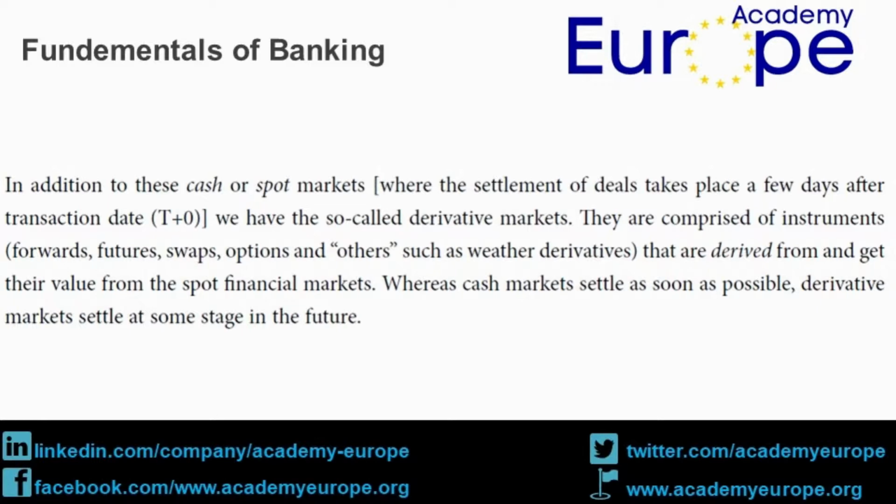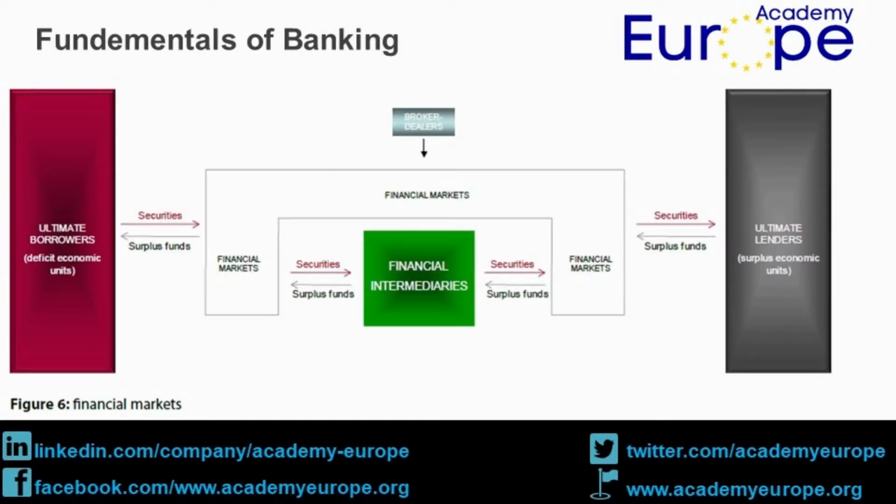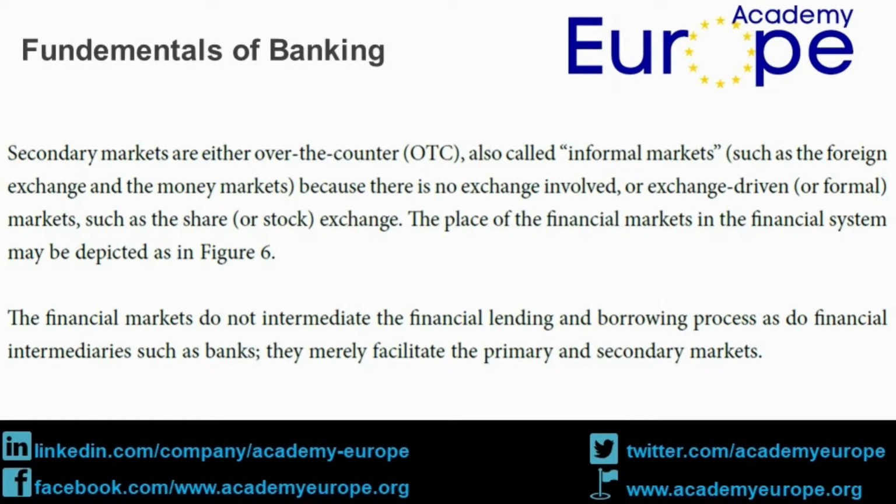They are comprised of instruments, forwards, futures, swaps, options and others such as weather derivatives, that are derived from and get their value from the spot financial markets. Whereas cash markets settle as soon as possible, derivative markets settle at some stage in the future. Secondary markets are either over-the-counter, OTC, also called informal markets, such as the foreign exchange and the money markets, because there is no exchange involved, or exchange-driven, or formal, markets, such as the share, or stock, exchange.